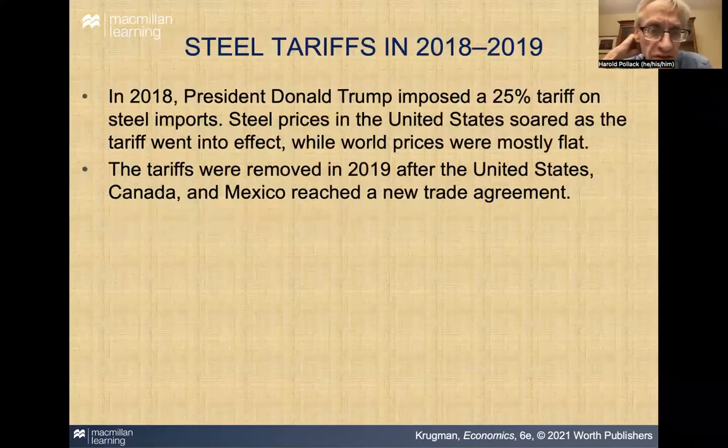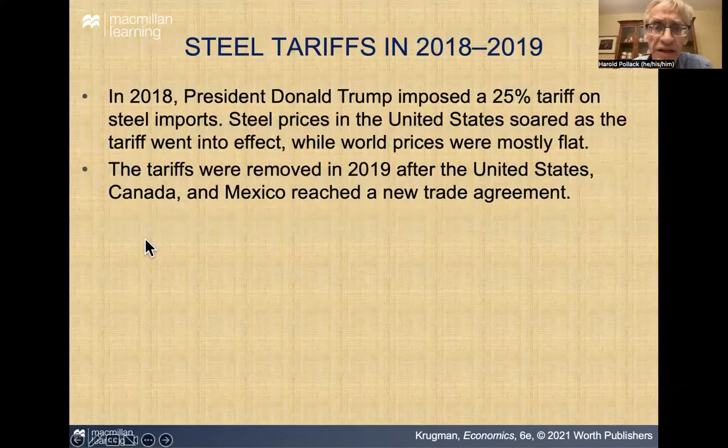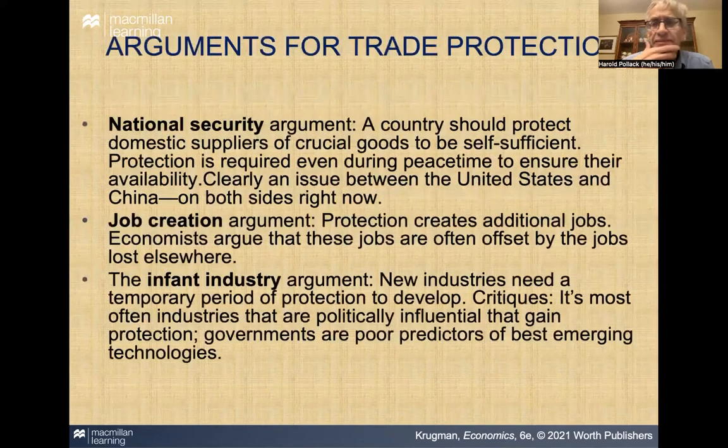So here's steel tariffs. In 2018, President Trump imposed a big tariff on steel imports. Steel prices in the U.S. soared as the tariff went into effect, and the tariffs were removed in 2019. But another thing about the steel tariff was that it also affected other American exporters, because steel is an important factor of production in other things that the U.S. makes that we export. So these steel tariffs are extremely poor policy, but politically they're attractive. I've got to give you some better slides on an import quota, so we'll come back to that. I'll produce that in a separate way.